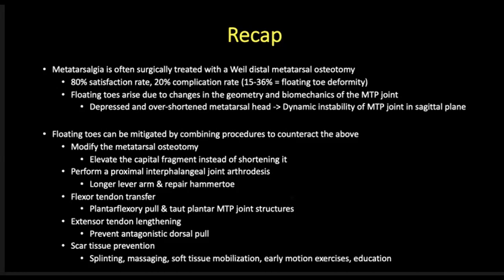Many theories on why there's a floating toe, but essentially, when you depress and overshorten the metatarsal head, there is dynamic instability at the MTP, specifically in the sagittal plane. Of course, there are ways that we can counteract that, and we do that by modifying our osteotomies. You may need to perform a PIPJ arthrodesis. Just remember that with the PIPJ arthrodesis, this may actually enhance the floating toe due to retrograde forces. And so you have to figure out a way to bring the toe back down, and typically that's done with a flexor tendon transfer and or extensor tendon lengthening.